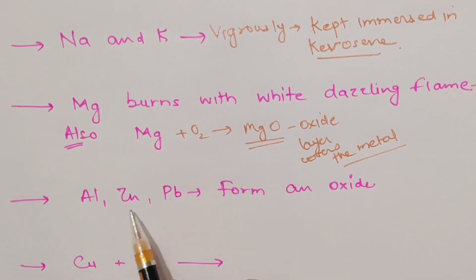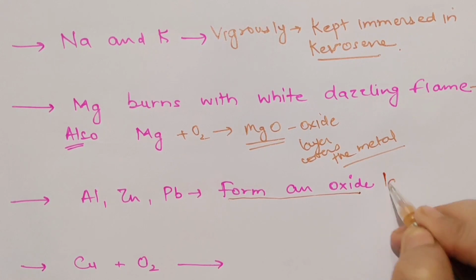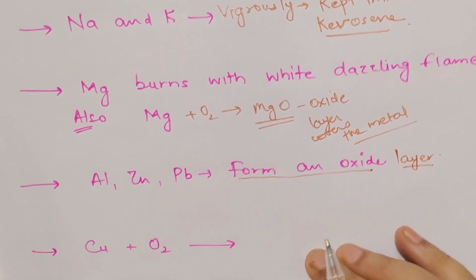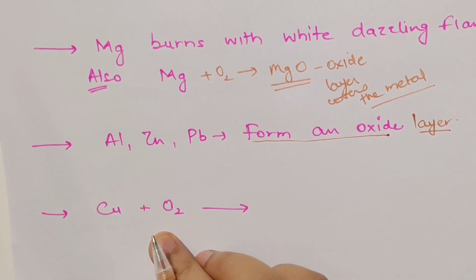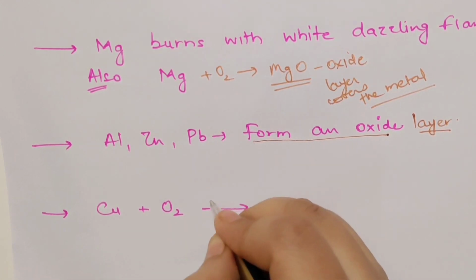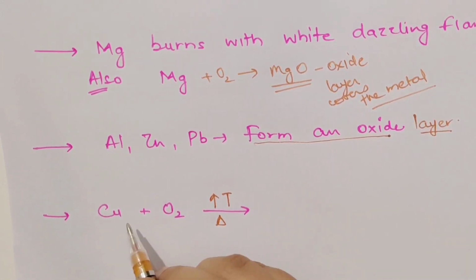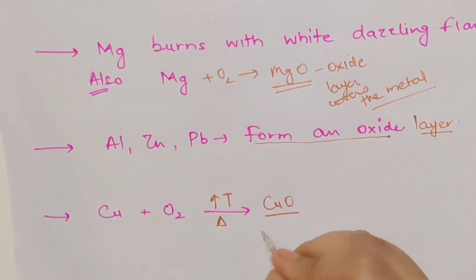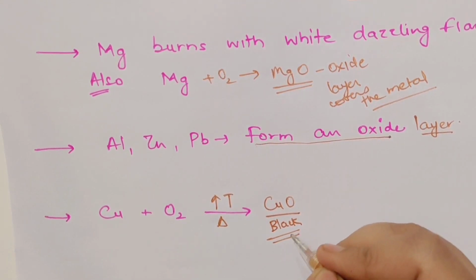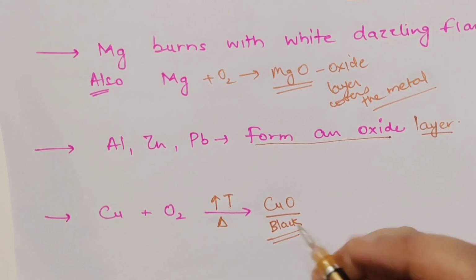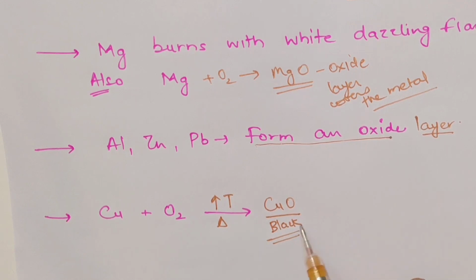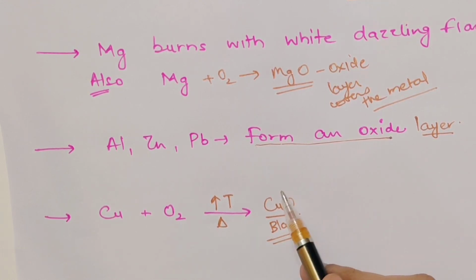Aluminium, zinc and lead also form an oxide layer, which renders them inactive. Copper does not react with oxygen at room temperature. Copper reacts with oxygen at high temperature, upon heating only. When copper is heated, it forms copper oxide, which is black in color. I hope you remember this from chapter 1. This was the last activity of chapter 1. When copper was heated in air, the brown colored copper turned black because it turned into copper oxide. Then we also passed hydrogen gas over this black colored substance and it turned back to copper. That was the reduction part.